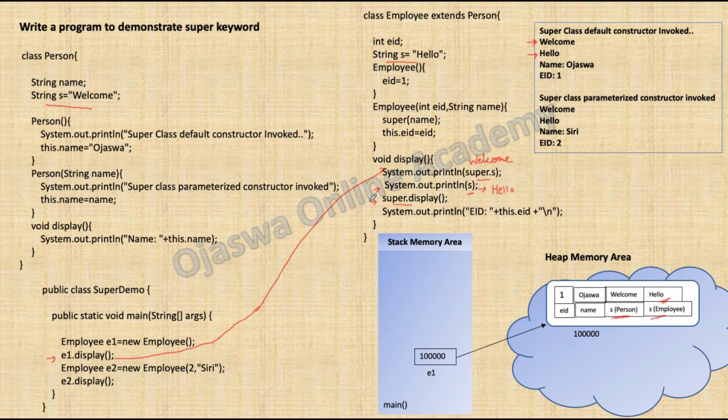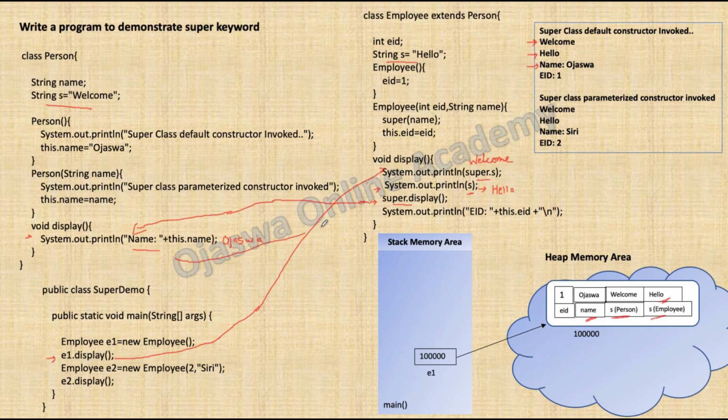If you want to call superclass display method, you need to mention it explicitly. So control of execution from here will go to the definition of display method belonging to class person, and the code inside will execute, that is name colon this dot name. So the value of name is Ojaswa. This will be retrieved and printed to the console. You get the output name colon Ojaswa.